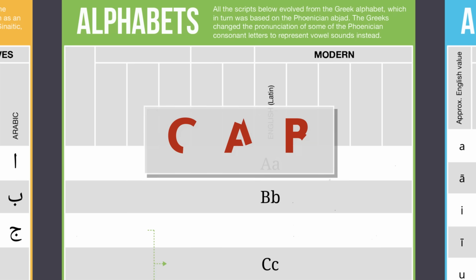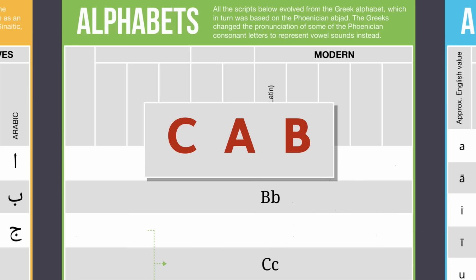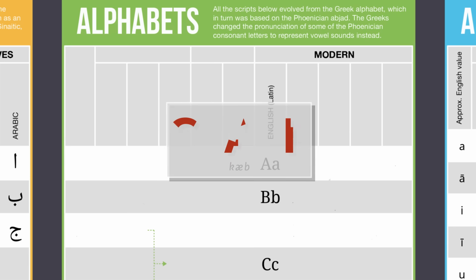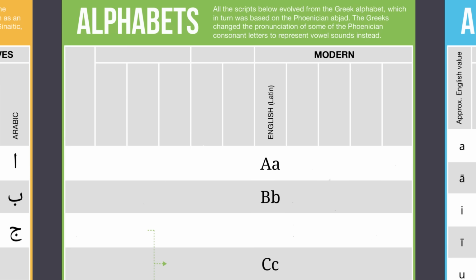So if you come across a word like cab, you can theoretically sound out each letter, k, a, b, and figure out that the word is pronounced cab. But not all writing systems work like this. And this is why this chart is called Writing Systems of the World, and not simply Alphabets of the World. But before we look at the other types, let's quickly look at a few more alphabets.